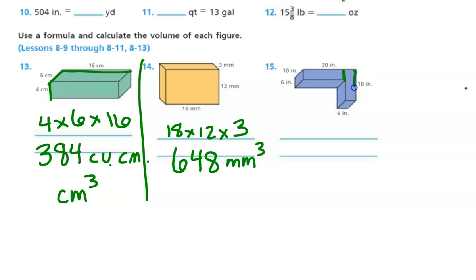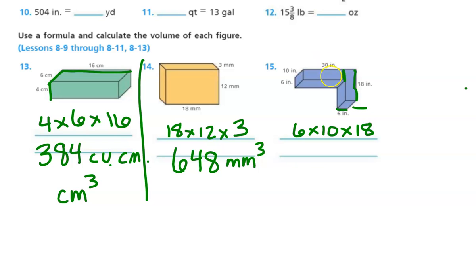But this would then be 18 by 6. And so I need to figure out what this measurement is. And that one is going to be the same as this one, which is 10. So that's going to be 6 times 10 times 18.